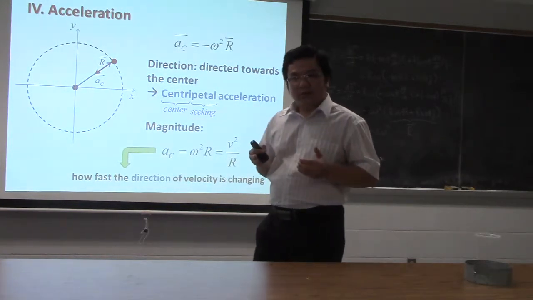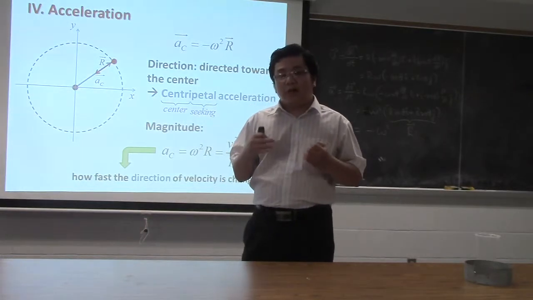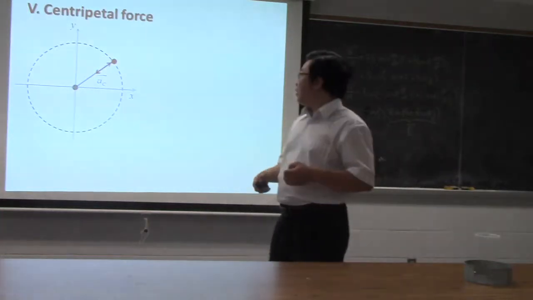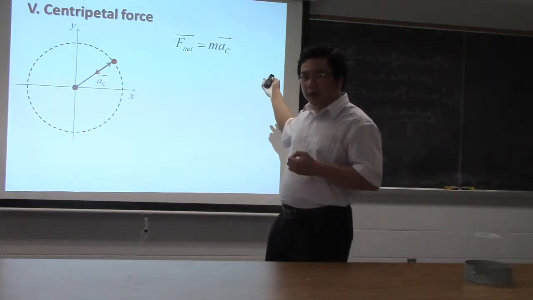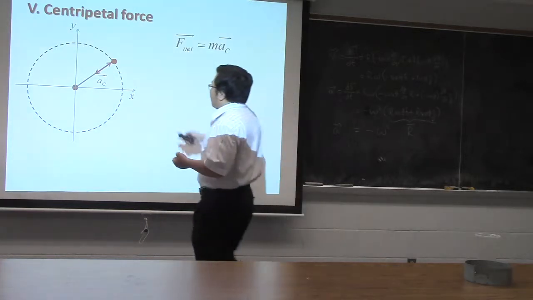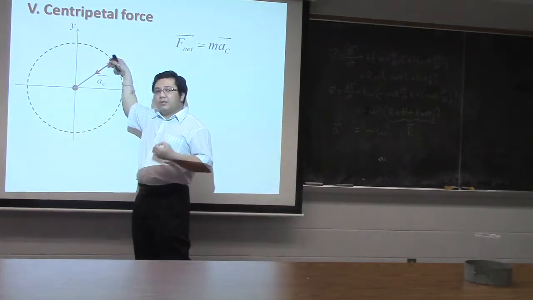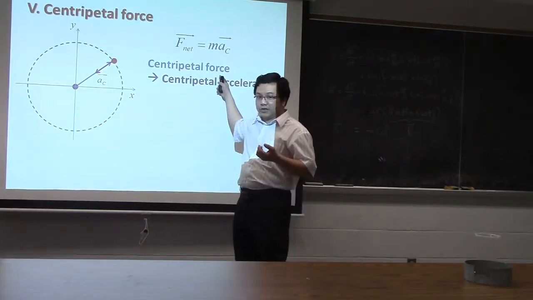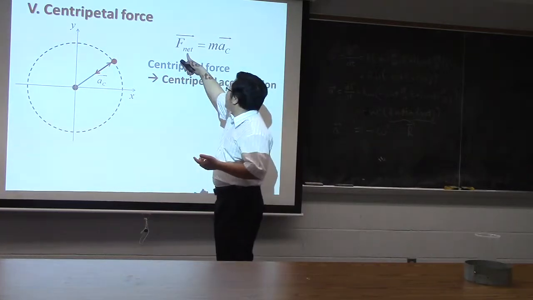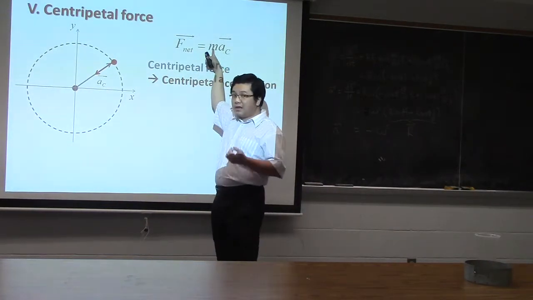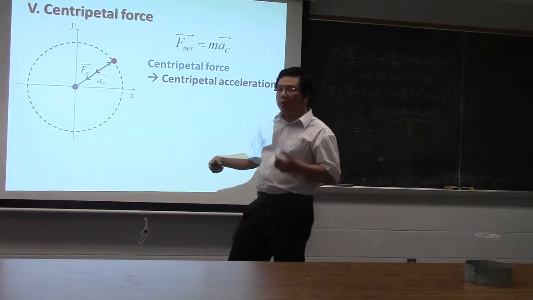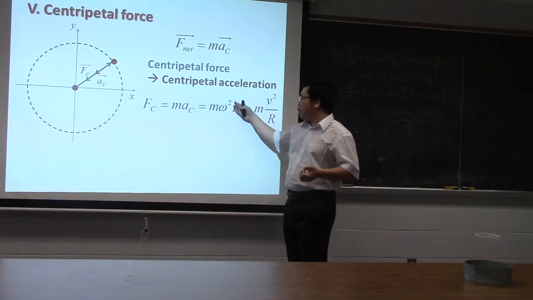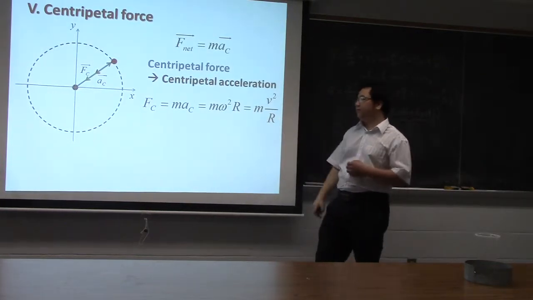Newton's second law tells us that whenever an object experiences an acceleration, there must be a net force acting on it, and the relation is F net equals m a vector. So the net force that is acting on this object to cause it a centripetal acceleration is called the centripetal force. And that force has the same direction with a because m is a positive constant. So we have F_c pointing toward the center of the circle. And its magnitude is m omega squared r, or m v squared over r.